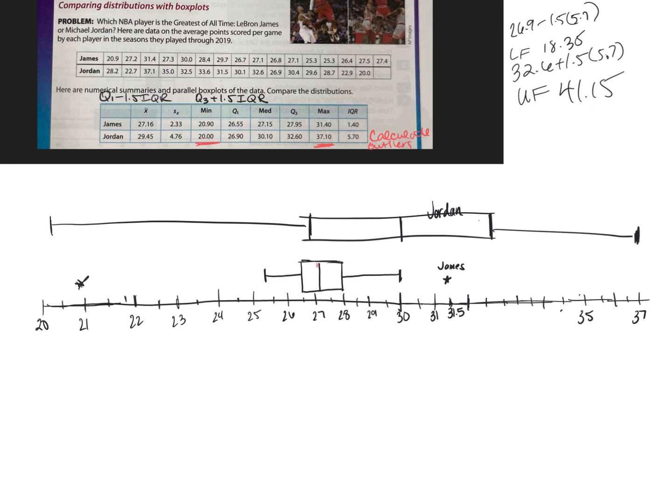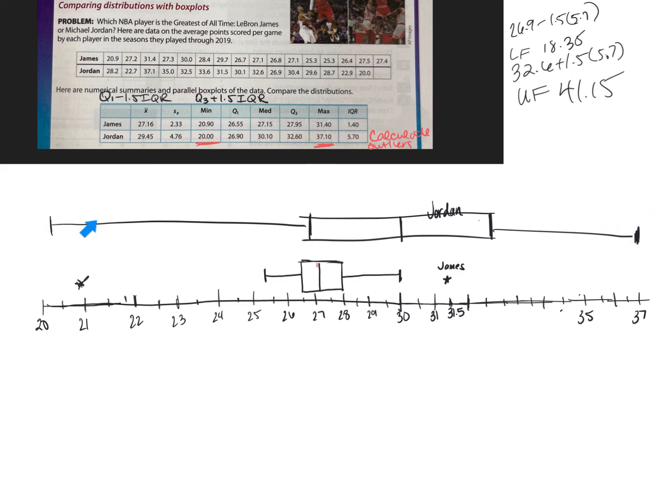what can we say about the difference in their seasons? Bigger how? What about it is bigger? The range, right? Jordan has a higher range of values, right? His is from 37.1 to 20, so it's 17. And LeBron's is only about 11, right? Max minus min, that's range. So Jordan has a much bigger spread, right?